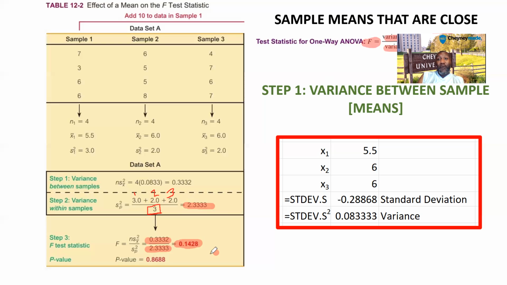0.1428. That's small, but consistent with what I drew on the last page, yes, it's small, right? But the sample means are also close together. I'm not going to do my horrible artwork like I did last time, but the sample means are close together. Look at this: 5.5, 6, and 6. That ain't nothing to sing home about.